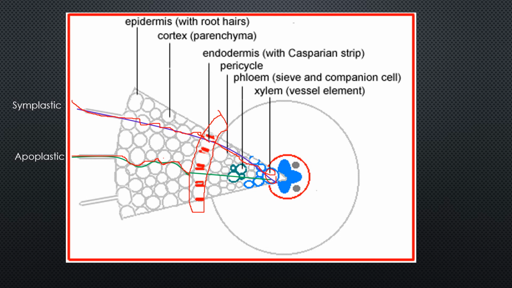And because of the Casparian strip that is on the outside of these cells, that water can no longer go between the cells, but it is forced into the endodermal cells. So whether you are using symplastic or apoplastic, either one, it's going to go within the endodermal cells because that's where the regulation takes place. And then from there, it goes in through the xylem and is transported vertically.